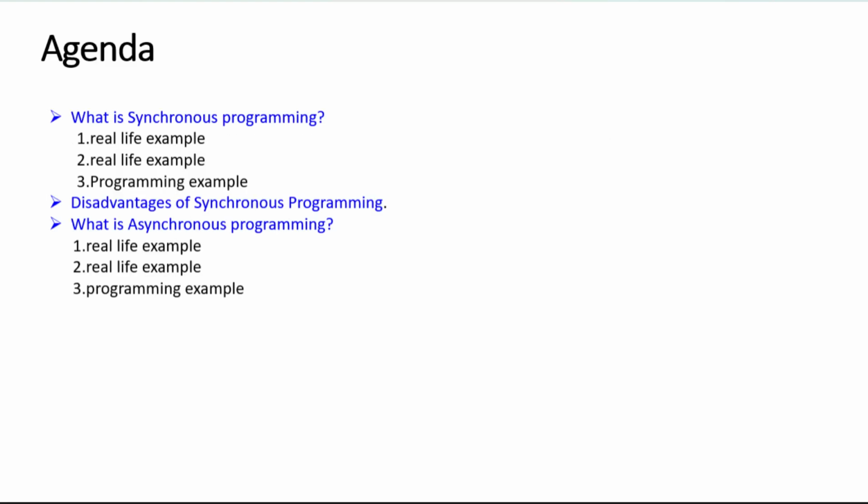In this video, we will cover two important concepts: what is synchronous programming and what is asynchronous programming. For synchronous programming, we will cover two real life examples and one programming example. After that, we will see a few disadvantages of synchronous programming. And for asynchronous programming, we will cover two real life examples, and then finally one programming example.